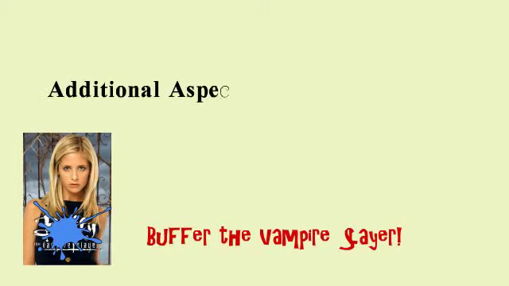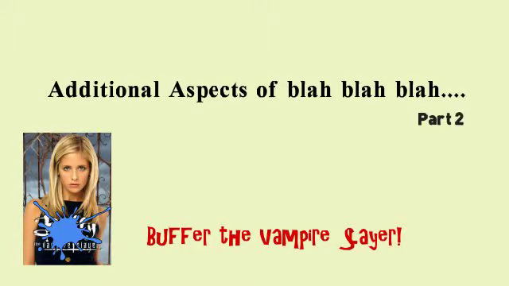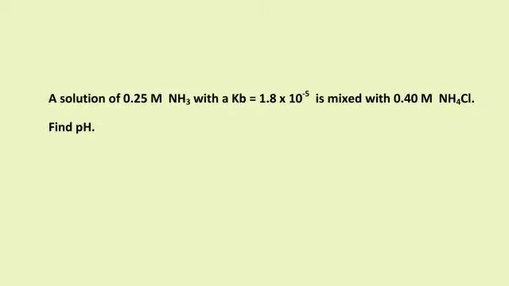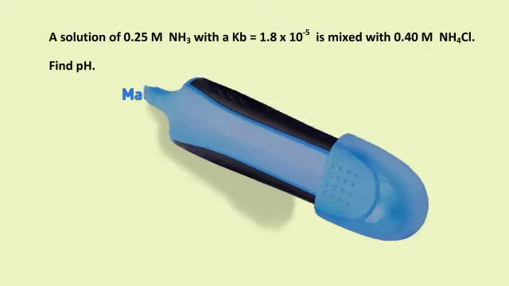This is additional aspects of aqueous equilibria. Chapter 17, we're still on. This is part 2. And I'm Ms. Bedrosian, of course. Going right to an example, a solution of NH3 is mixed with some NH4Cl. This is common ion, and we're going to see how it behaves.